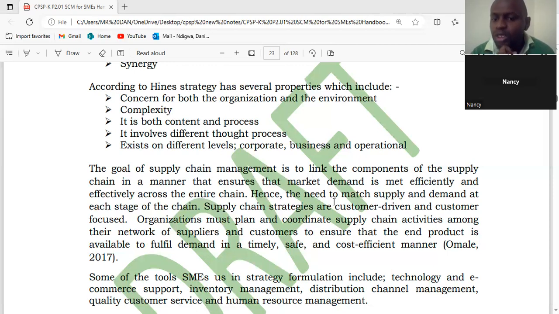Organization must plan and coordinate supply chain activities in the network of suppliers and customers. So you need to try your level best as an organization to coordinate some supply chain activities, from warehousing, from logistics, from material handling, from operations. Every component of supply chain must be put in practice, or activities must be put in practice, to ensure that you satisfy your customers at the end of the day.